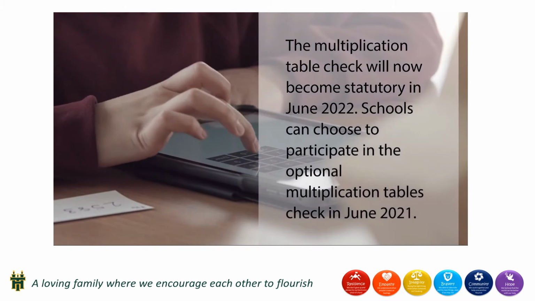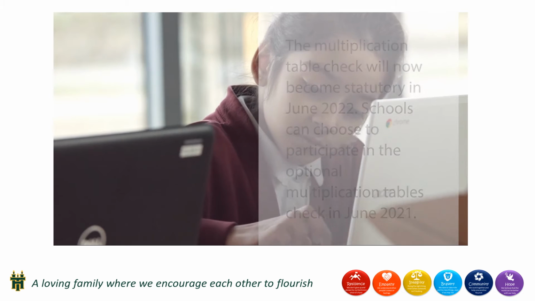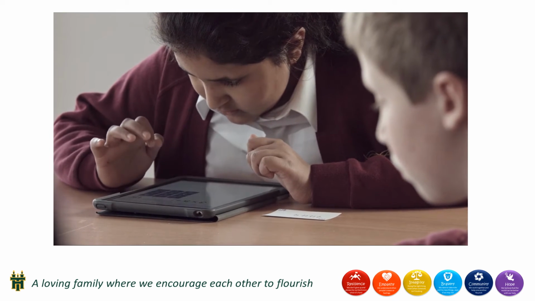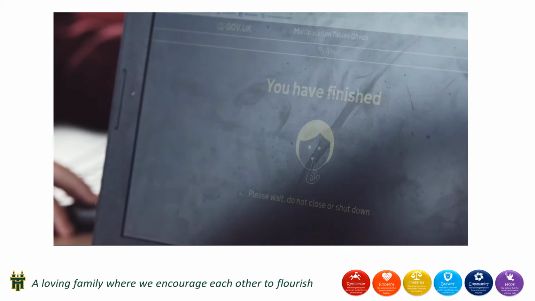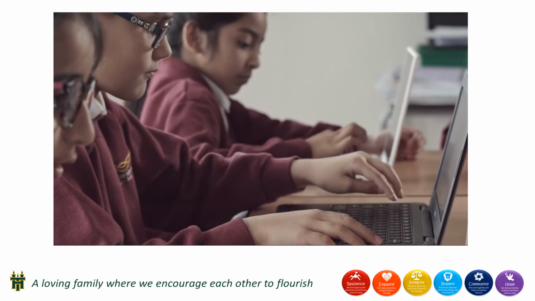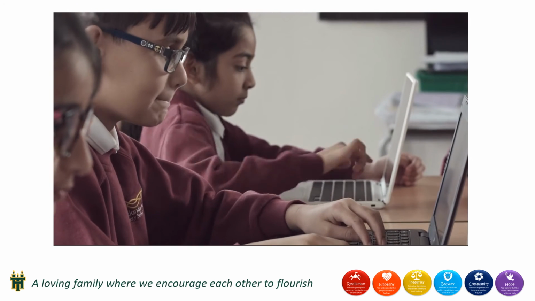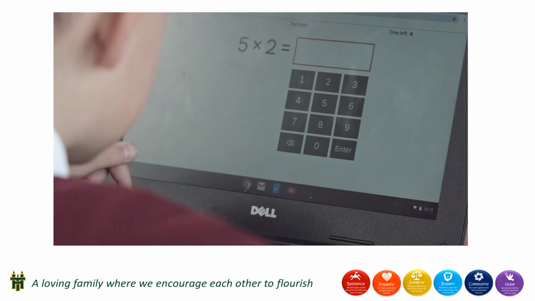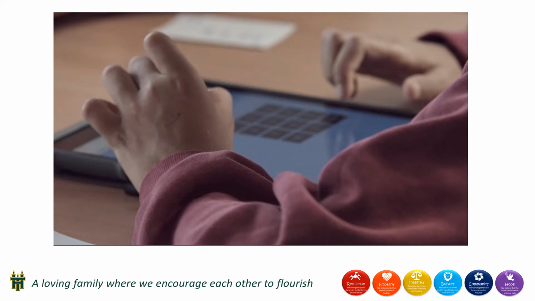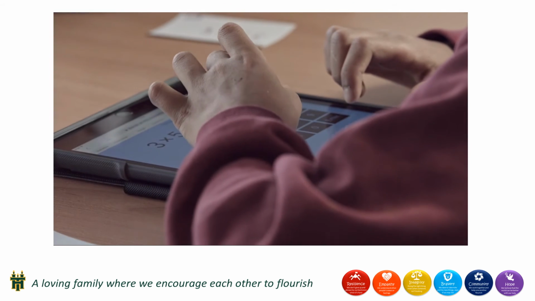The check will assess whether Year 4 pupils can recall their times tables to 12 fluently in a series of 25 questions, and will take most children no longer than 5 minutes to complete. It has been developed working with over 2,500 primary schools throughout England. This has included extensive user research and trialling involving over 14,000 pupils over the last 3 years.